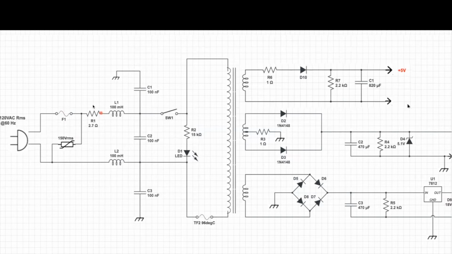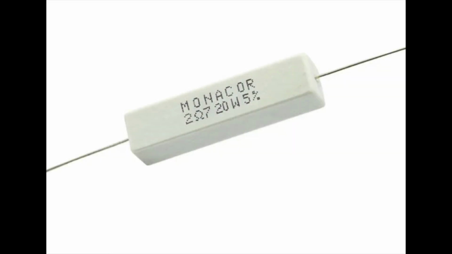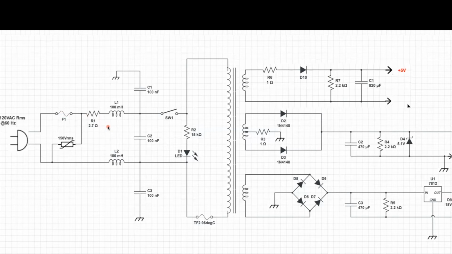The next component that we have here, R1, is a 2.7 ohm resistor, and it might be a couple of watts. And when you look at this, you think, okay, so what in the world would a 2.7 ohm resistor do when I have 120 volts AC flowing through it? Well, that's not a lot of resistance, is it? It's not like we're going to get a lot of voltage drop across that. So what in the world could that do? Moses?